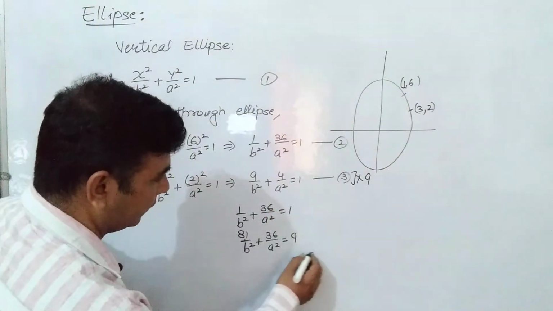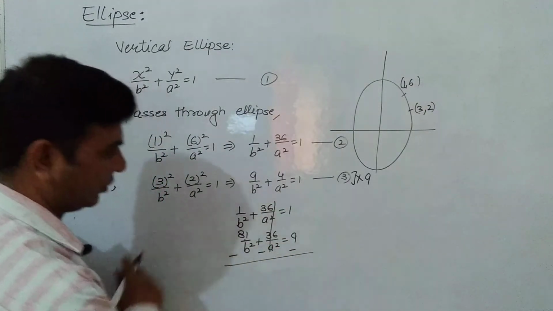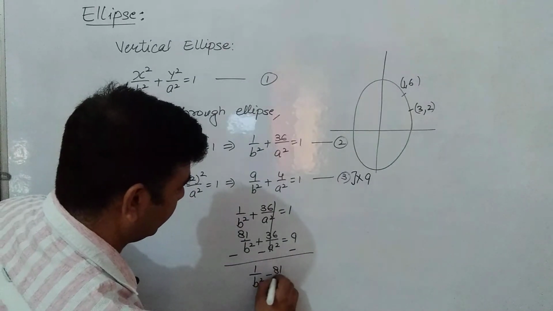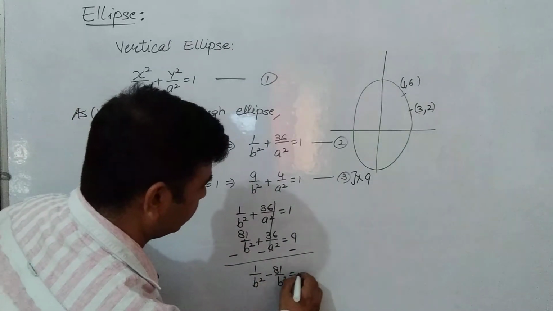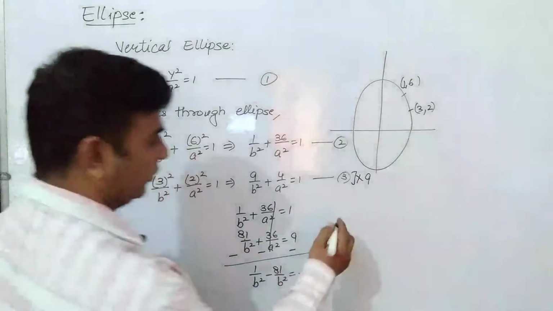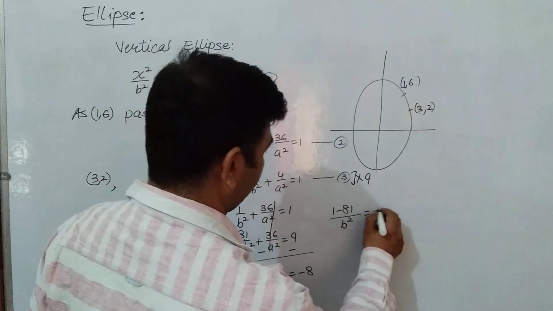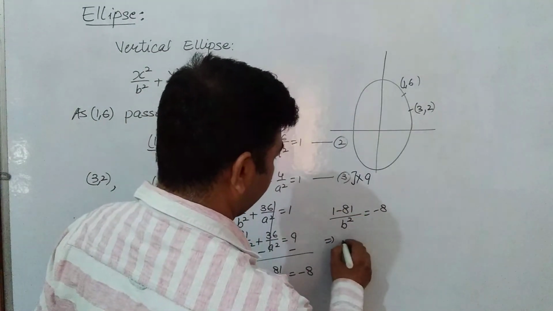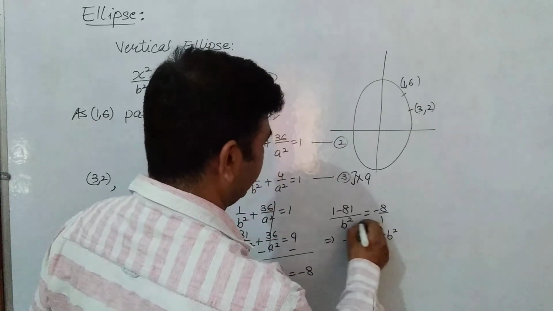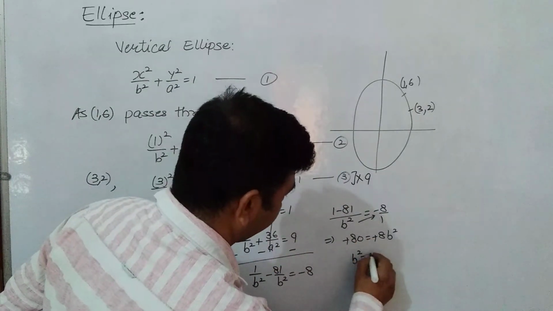Now you can subtract like this, minus minus minus, cancel out, this will be cancel out. This is your 1 upon b square minus 81 upon b square is equal to minus 8. And further by taking LCM, b square is LCM, b square LCM लेंगे बच्चों, so this is your 1 minus 81 is equal to minus 8, implies minus 80 is equal to minus 8 b square. मैंने क्रॉस मल्टीप्लाई कर दिया यहाँ पर, so b square will be your 10.